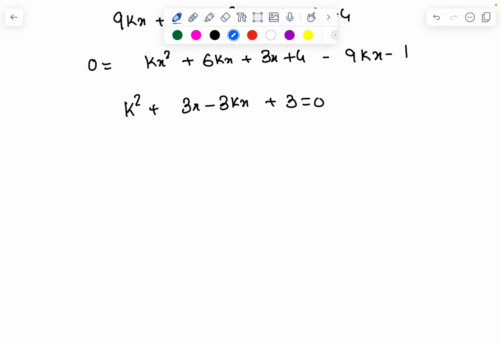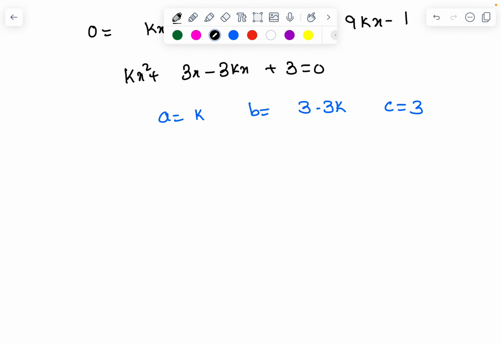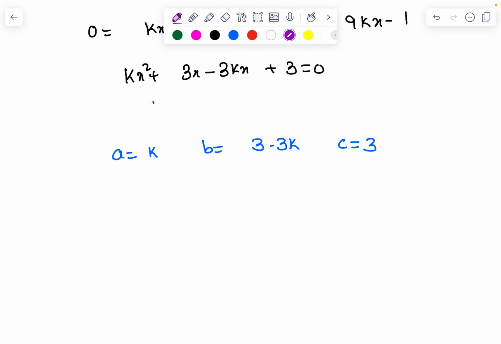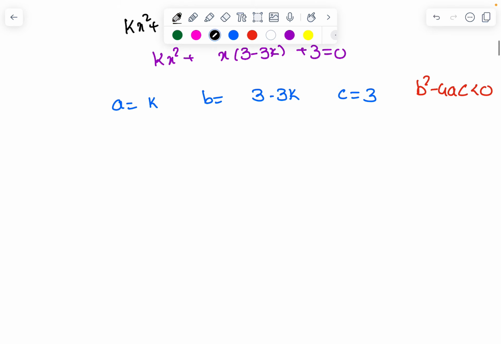When I see that it is a quadratic, it will be in the form of a equals k, b equals 3 minus 3k, and c equals 3. So I write it out in this form: kx² plus x times (3 minus 3k) plus 3 equals 0. When they do not meet, it means b² minus 4ac is less than 0. So (3 minus 3k) whole squared minus 4 times k times 3 is less than 0.